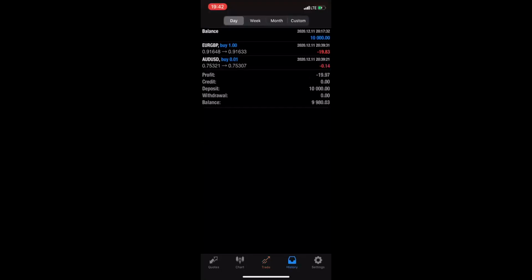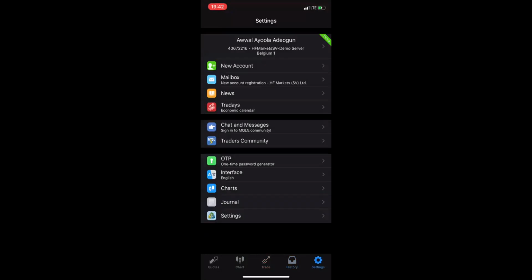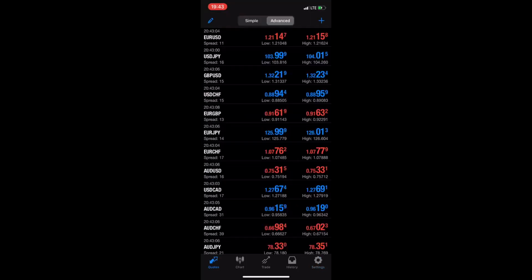So the next one is history. You can see the trades I closed, I have them in my history. So your history, you can have week, month, year, everything is in your history. It can never leave your history. The next one is settings. But for Android user, you have news. For iPhone user, you have settings. Settings is where you find your own news, your new account and all. But for Android user, at the edge of your quote, you see a menu sign. A menu sign, that is where you find your own settings.